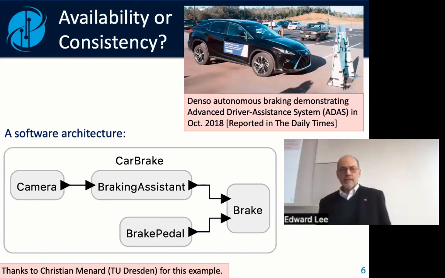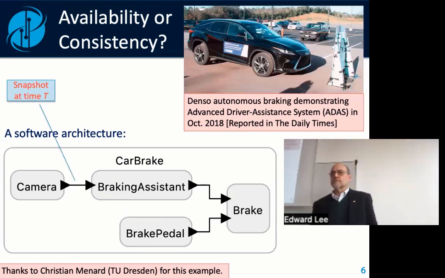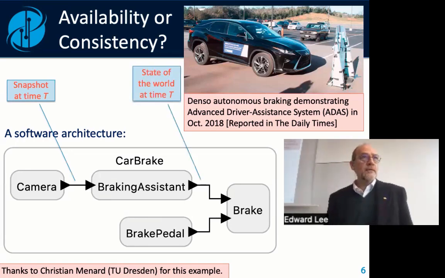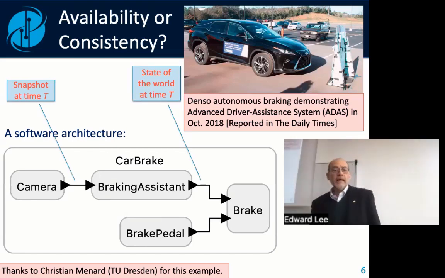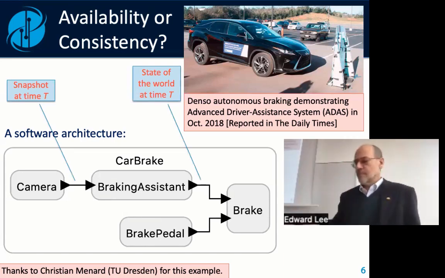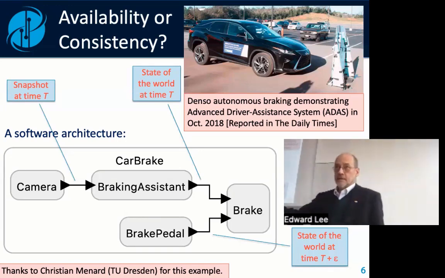Well, let's look at exactly what that means. So the camera takes a snapshot of the state of the world at some time t. And then you do some analysis of that image that has been created to determine whether there's a pedestrian. And the result of that analysis is information about the state of the world at that same time t, right? Similarly, the brake pedal experiences the driver pushing on the brake, for example, at some time, say, t plus epsilon, a little bit beyond t.